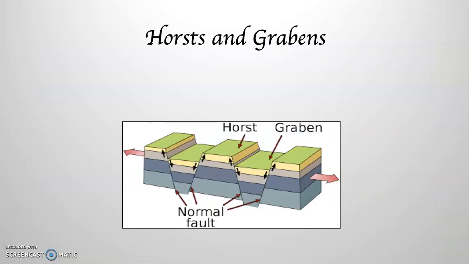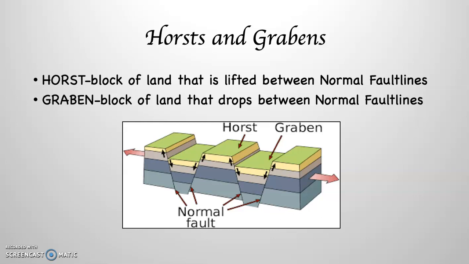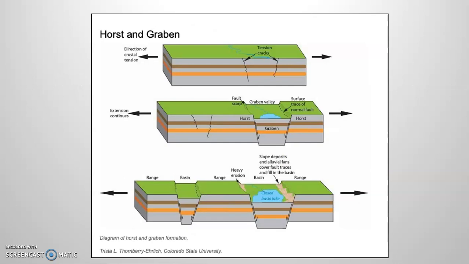In many places where you have a series of normal faults, things called horsts and grabens are created. A horst is a block of land that's lifted between normal fault lines. So it's lifted between them, which you can see in this kind of slightly fuzzy diagram. Sorry about that. That's the way it goes. This, of course, makes a mountain. And a graben is a block of land that drops down between normal fault lines, which again, you can see these blocks of land dropping down, making a valley between the normal fault lines.